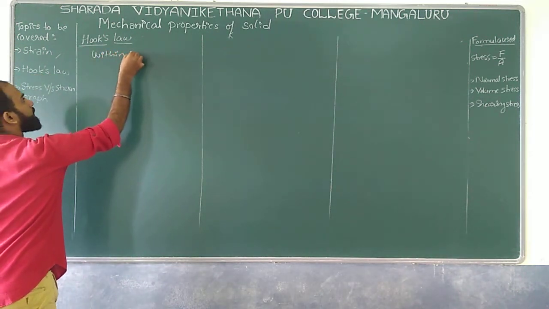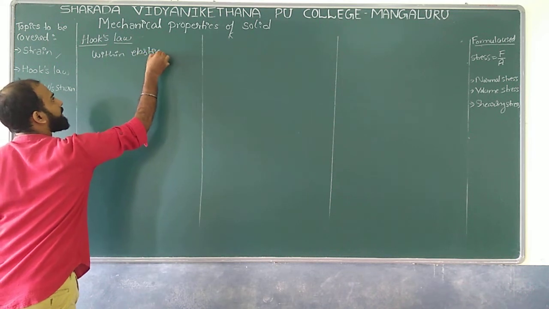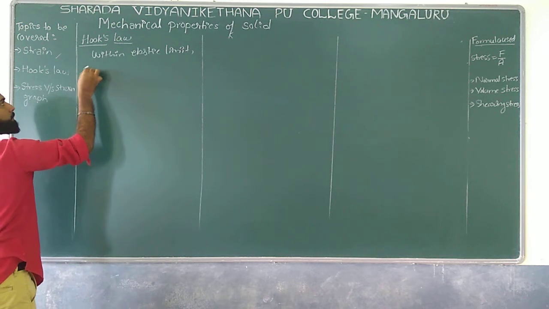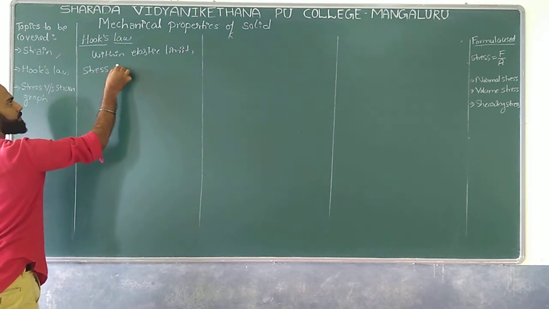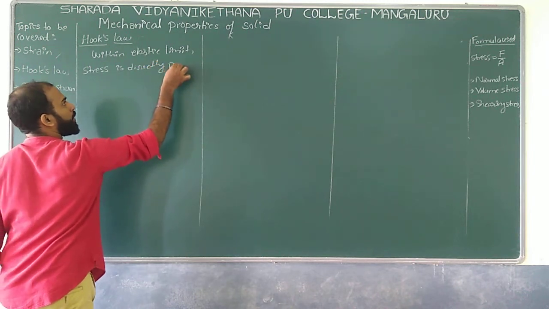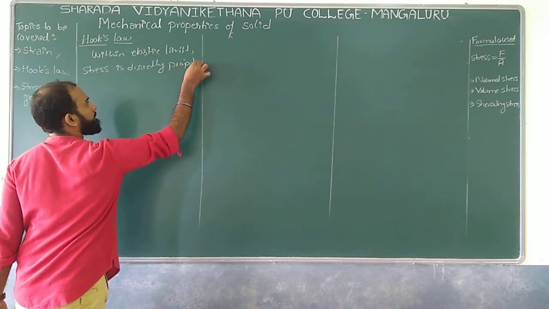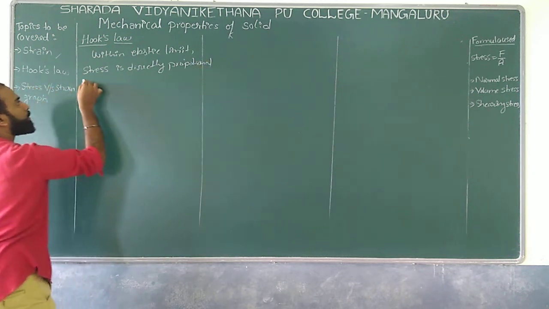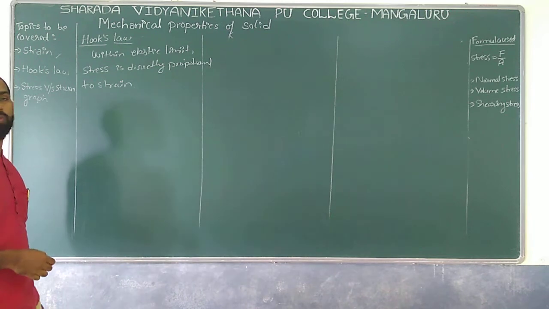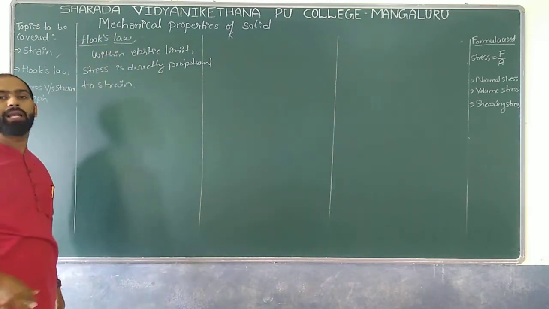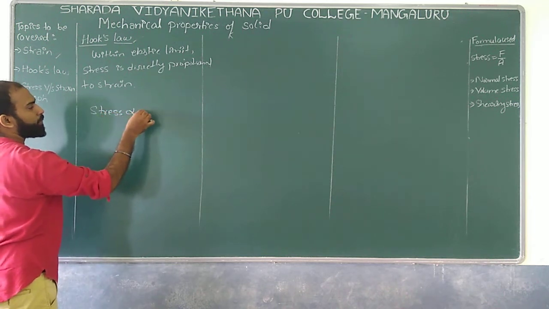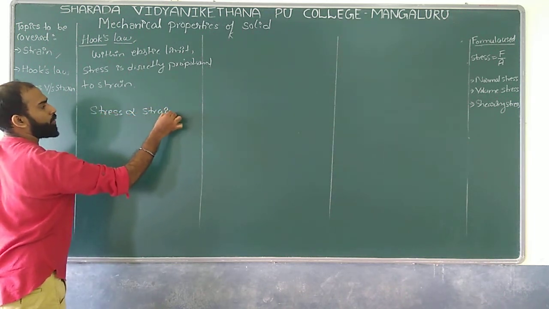So what he says is that within elastic limit, stress is directly proportional to strain over here. This is the definition given by Hooke, which is valid as well. In the sense, he can say the stress is directly proportional to strain over here.